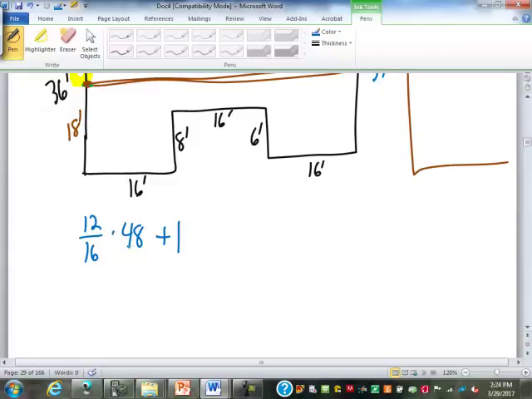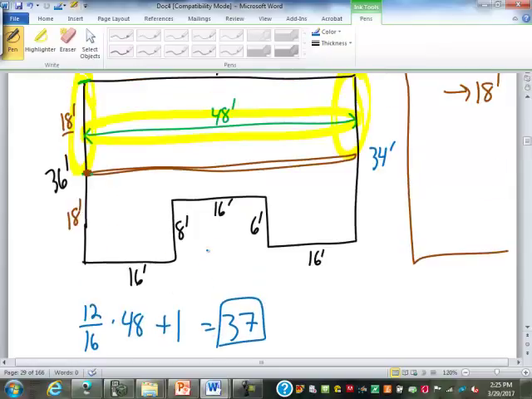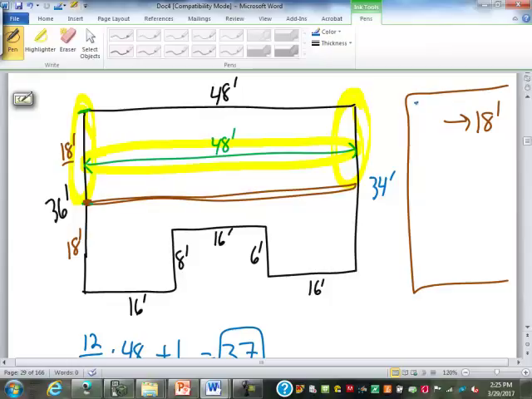So 12/16 times 48 is 36. +1 is 37. So that's going to be 37 of the 18 footers. Now that's not going to be all of them, but I'm going to scratch that in there for now. We're going to need more.